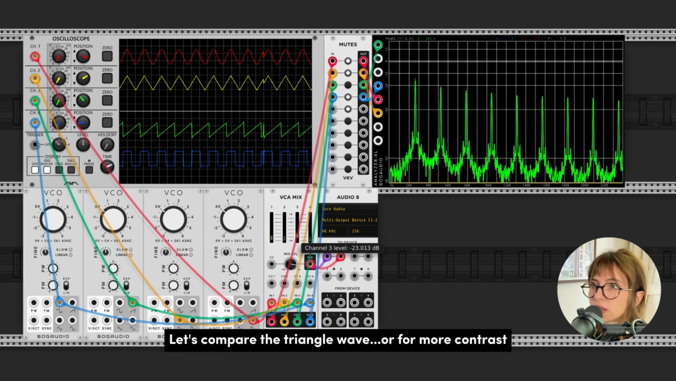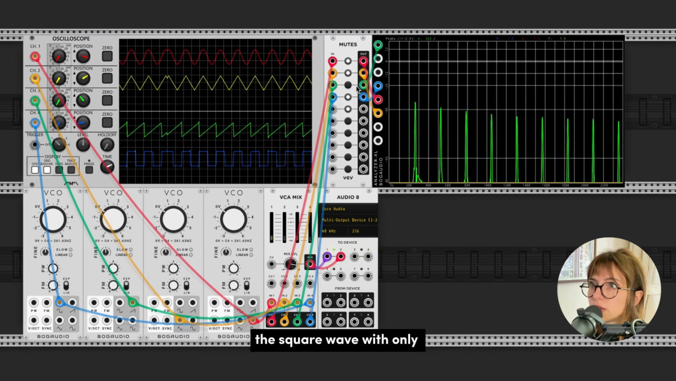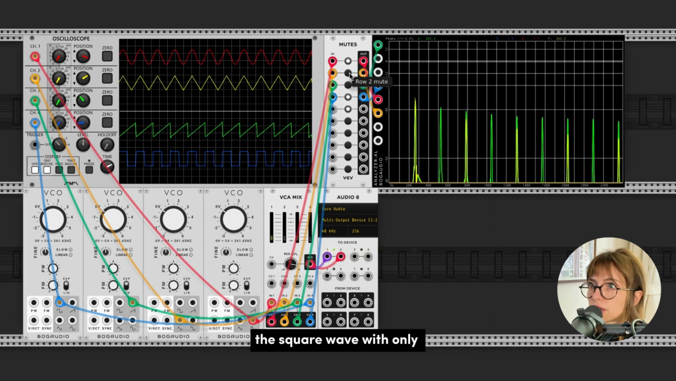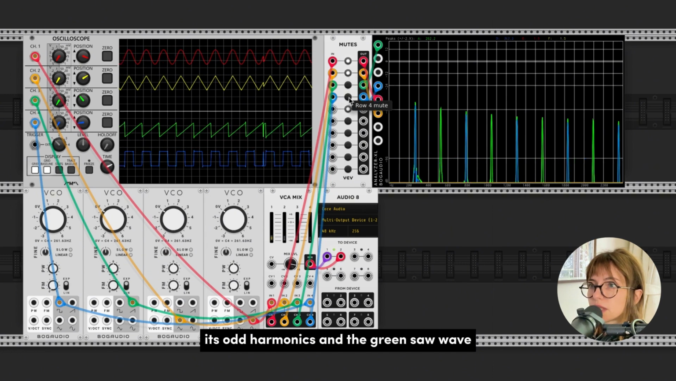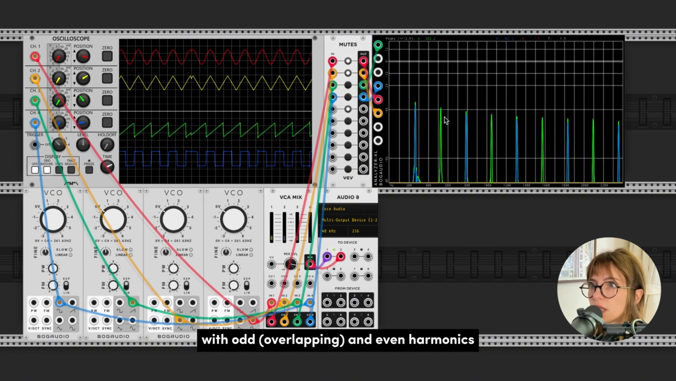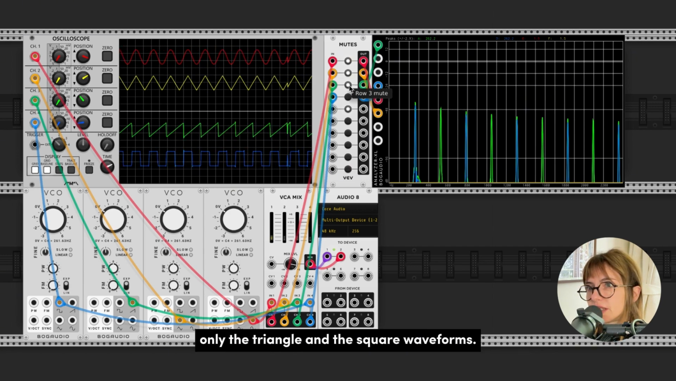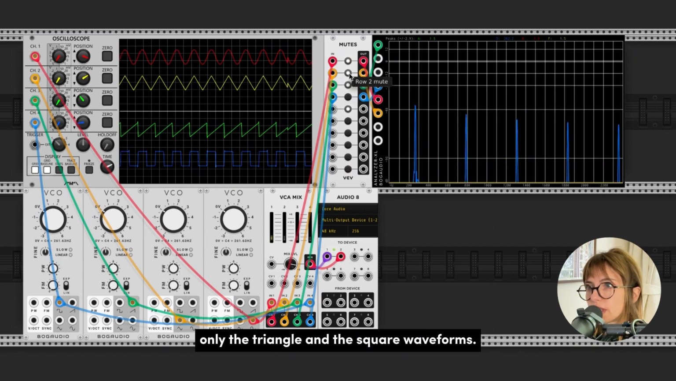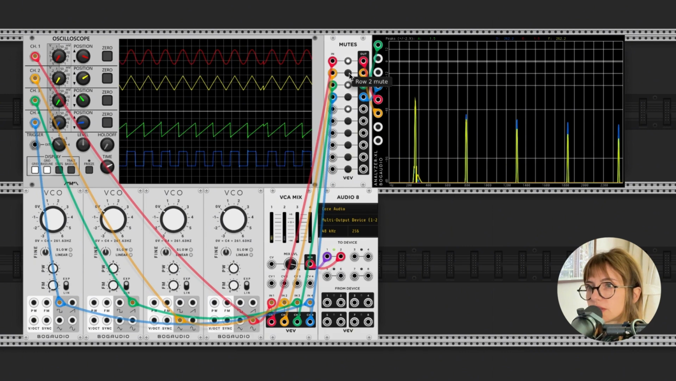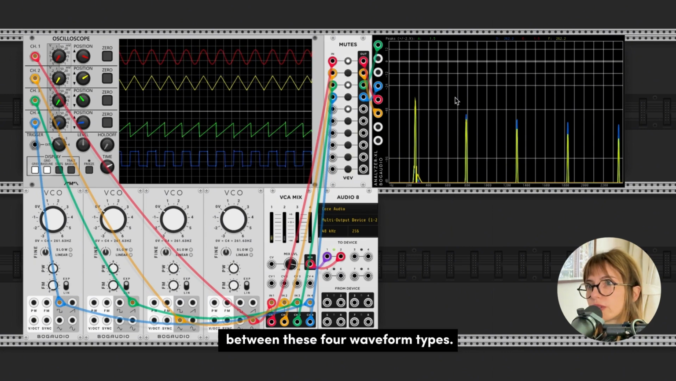Let's compare the triangle wave, or for more contrast, the square wave with only its odd harmonics, and the green saw wave with odd overlapping, and even harmonics. And here again, only the triangle wave and the square waveforms. So that's the main differences between these four waveform types.